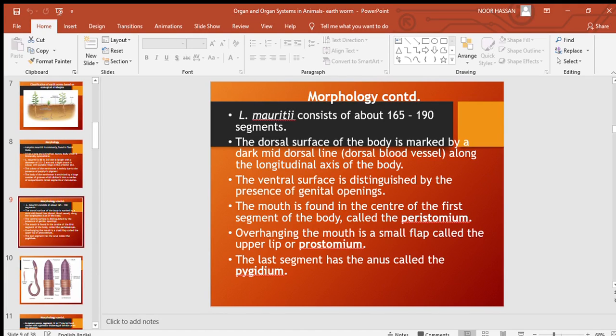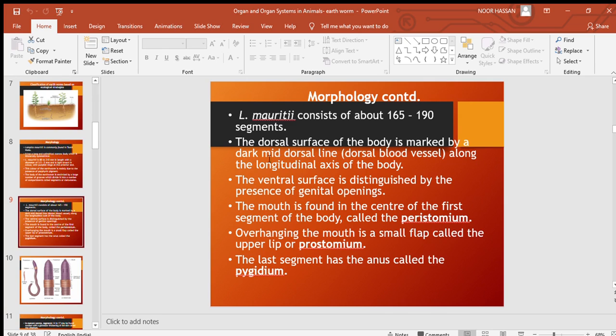The body of the earthworm consists of 165 to 190 segments. The dorsal surface of the body is marked by a dark mid-dorsal line. That is, it is actually the dorsal blood vessel which appears as a dark dorsal line.